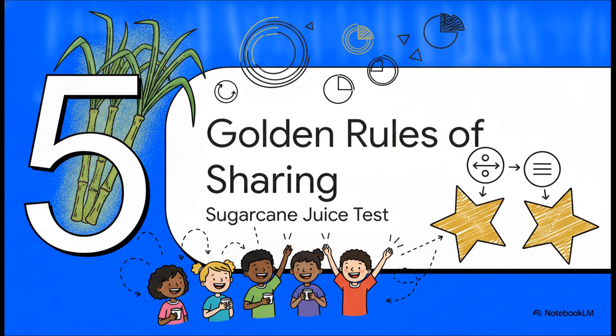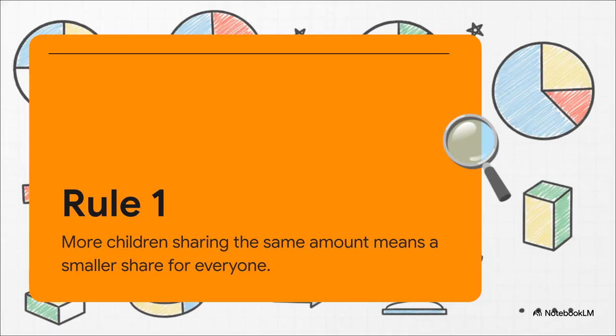Section 5. Golden Rules of Sharing. The Sugarcane Juice Test. To wrap up our explainer today, let's visualize our final, refreshing scenario, sharing sweet sugarcane juice among groups of children. This scenario gives us 2 absolute golden rules of sharing fractions that you really must remember. Here's rule number 1. If you have more children sharing the exact same amount of juice, it means a smaller share for everyone. The denominator gets bigger, so the visual pieces get smaller.